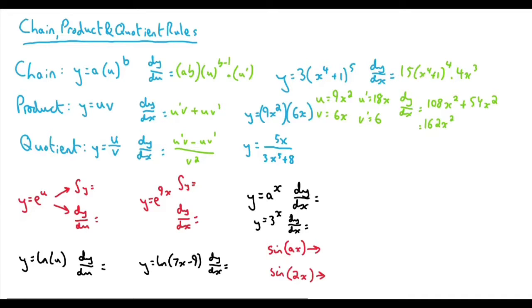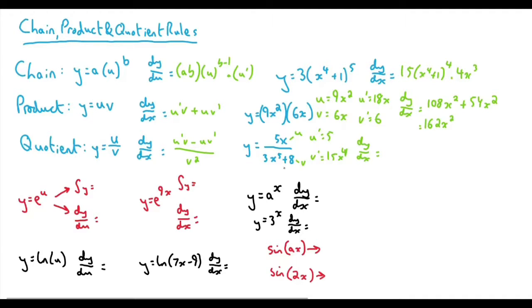With this in mind, when we look to the equation y equals 5x over 3x to the power of 5 plus 8, we're going to begin once again by identifying our u and our v. So just on top here, this will be our u, this will be our v. Therefore, u dash is simply going to be 5, and v dash is going to be 15x to the power of 4.